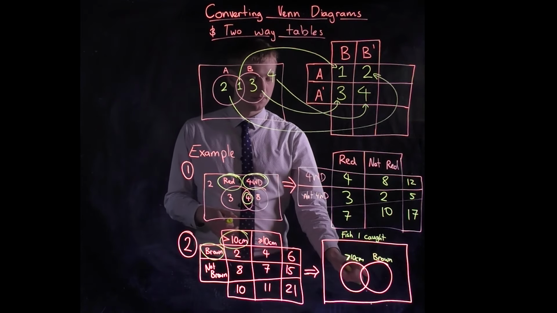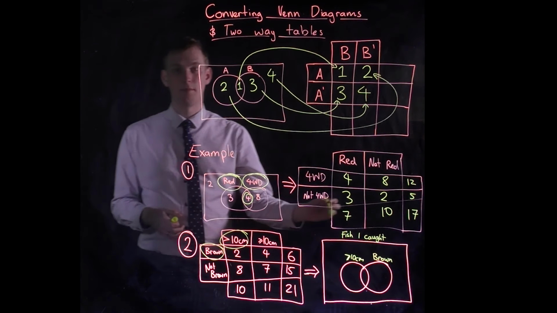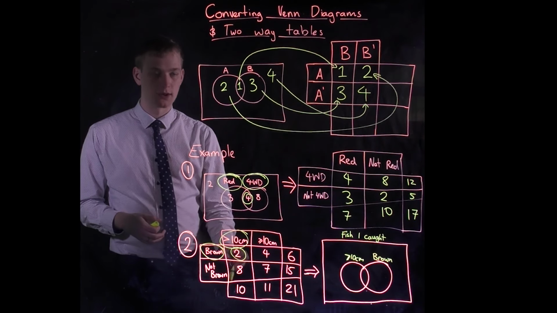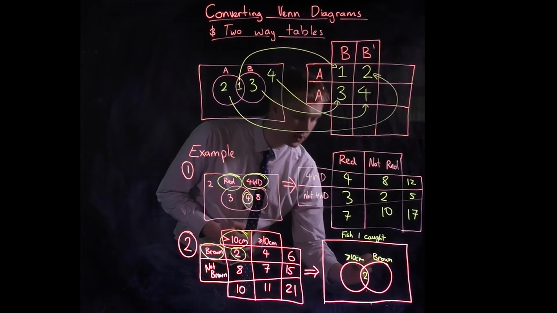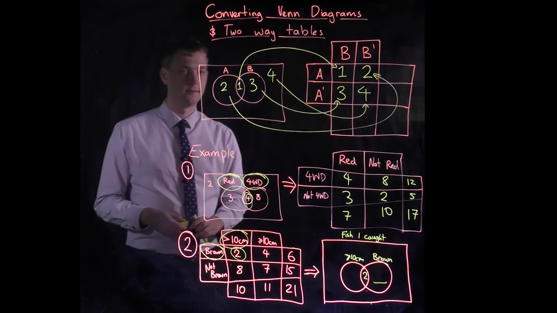Now we'll start in the middle. The things that are greater than 10 centimeters and brown, so they fit in both of them. So that's going to be this part here. So we're going to take our 2 across. So we put the 2 in. Have a go. What do you think goes in this spot here?